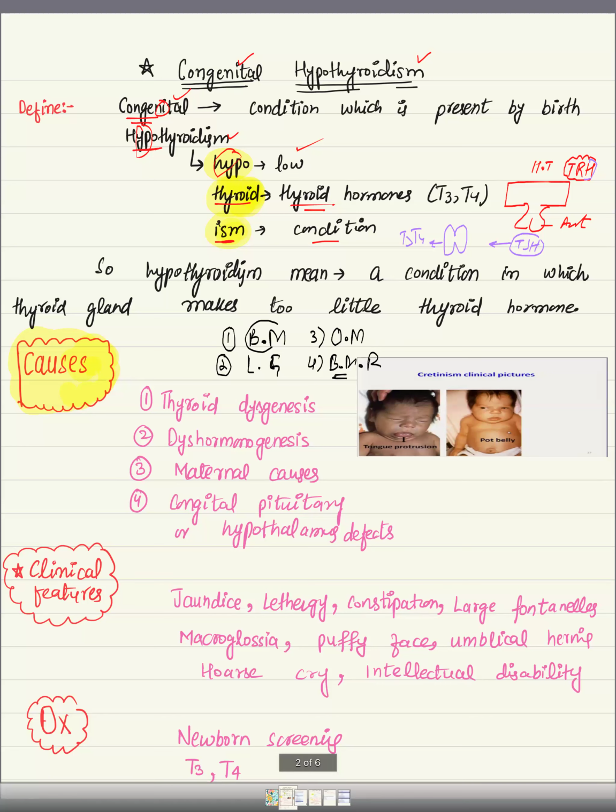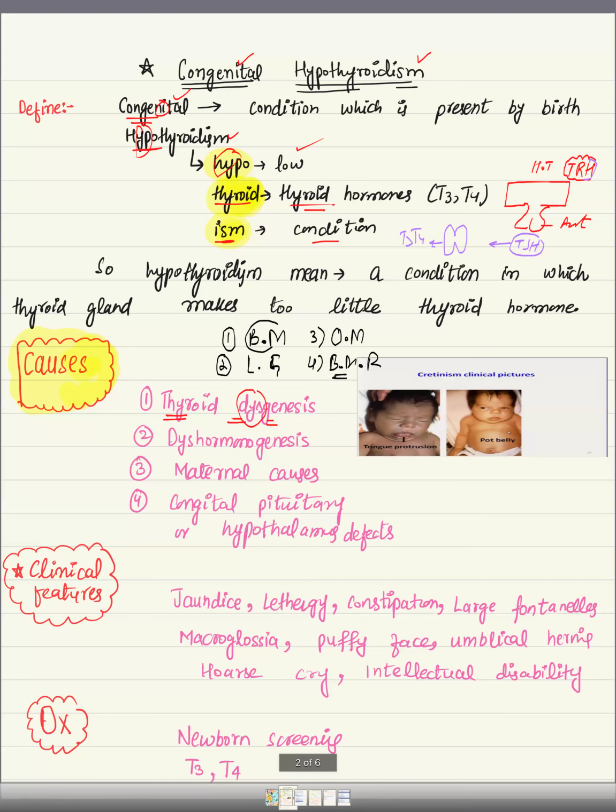Then after that, we have to understand the causes, because we have already discussed that congenital hypothyroidism is a condition present by birth. So now we have to understand what are the causes usually present at birth that lead to hypothyroidism. The first important cause is thyroid dysgenesis. First of all, you have to understand its definition. What is thyroid dysgenesis? Basically, it is a term used when the thyroid gland did not form normally. When the thyroid gland does not form normally in your body, it is called dysgenesis.